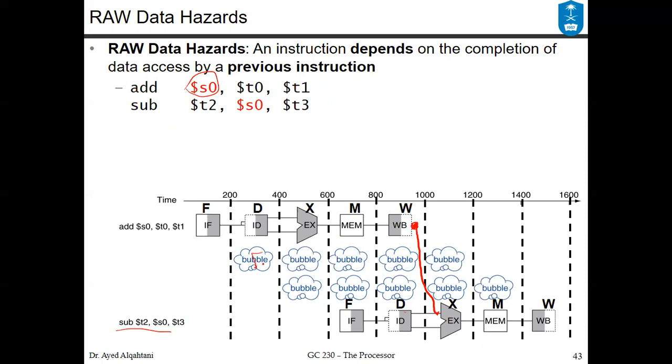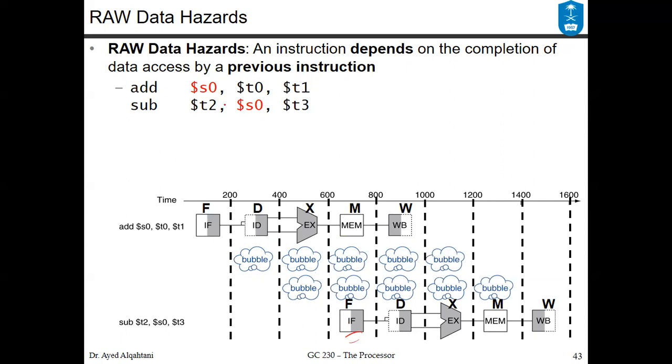You cannot fetch it here. You can't even fetch it here. You must fetch it right there. So you have bubbles here and there. Basically you are waiting for 2 cycles. You cannot fetch here nor here. You're waiting for 2 cycles for the next instruction to work.